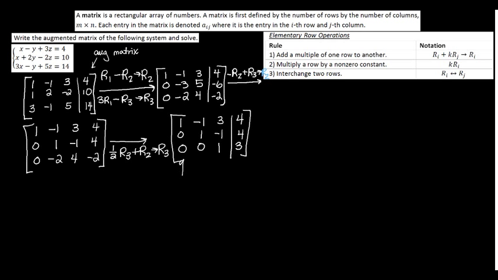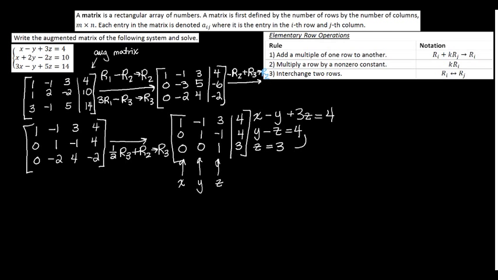So if the first column are x's, the second column are y's, and the third column is z, then the third row becomes z equals 3. I now know what my z variable needs to be. The second row is y minus z equals 4. And the first row stayed the same through the whole process, x minus y plus 3z equals 4.